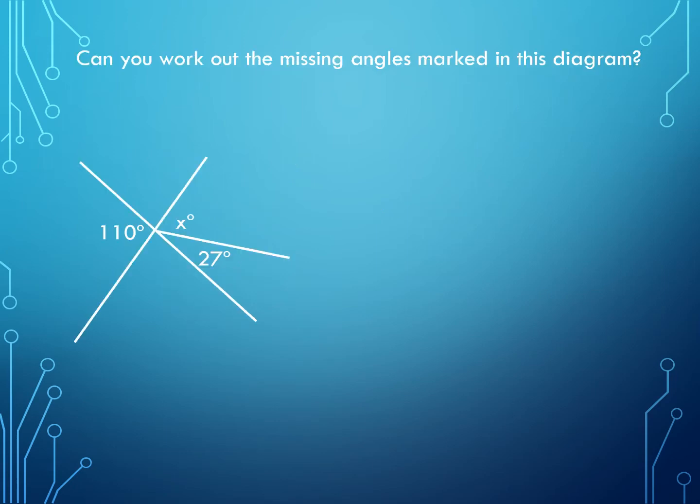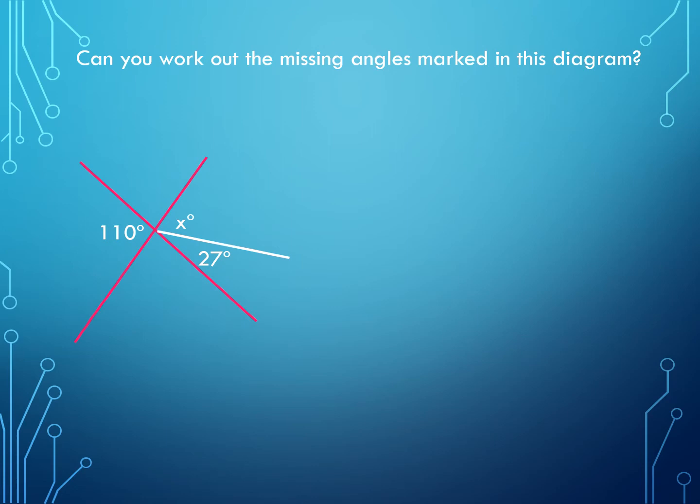Okay, so can we work out the missing angle here in the picture? So first thing we need to do is look for this cross shape. Just like when we looked at our F angles and our Z angles, first thing we're doing is we need to actually identify where the cross is. Okay, which bits are equal to each other.